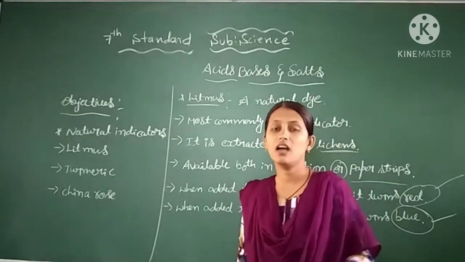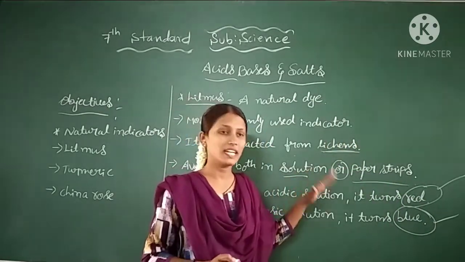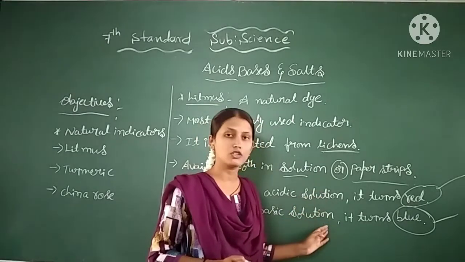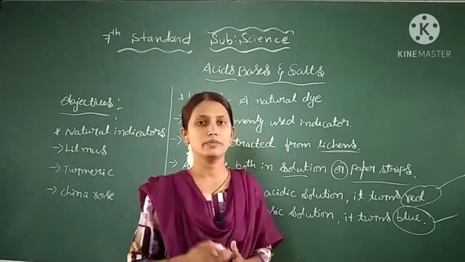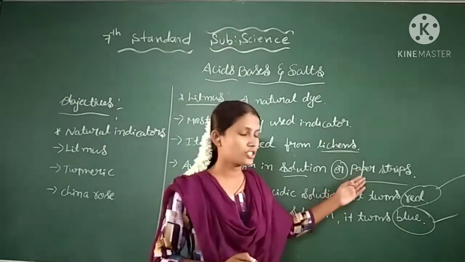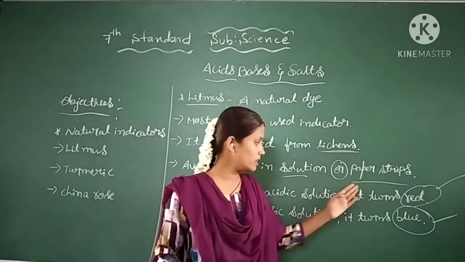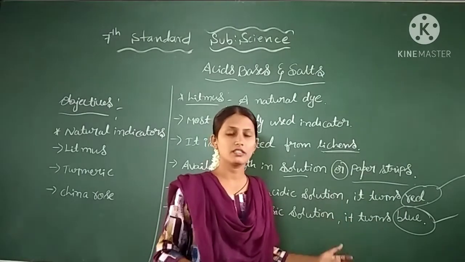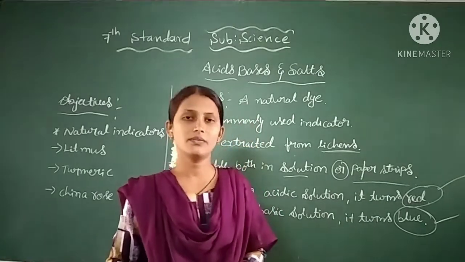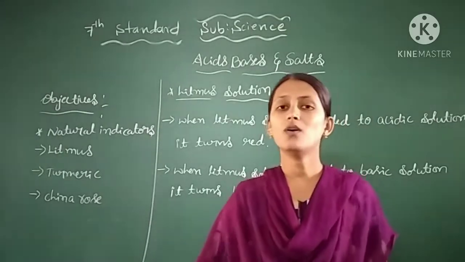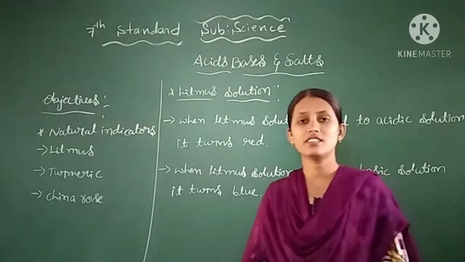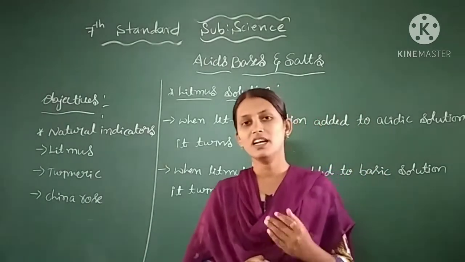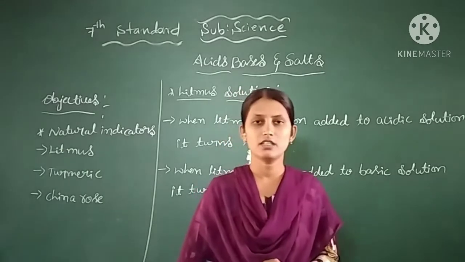Now let us check what color the litmus solution shows when added to an acidic solution and a basic solution, and what color the litmus paper shows in each. First, let us check how the litmus solution changes color when added to the acidic solution and the basic solution.